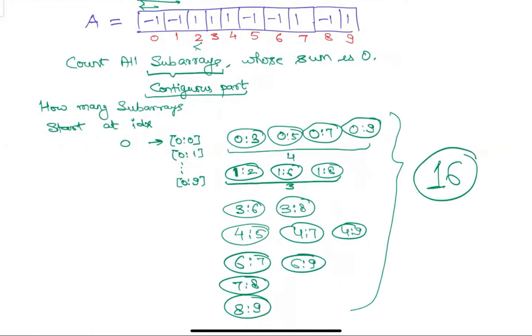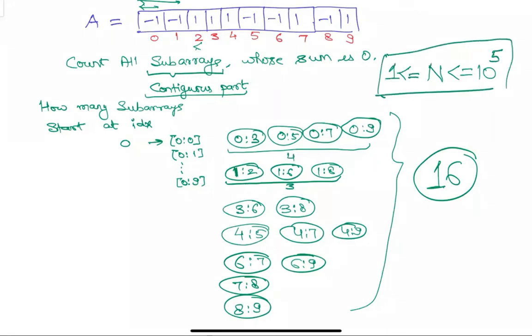Now, if we have to solve this problem for an array whose size is up to 10 to the power 5, we are talking about this category of problem. And whatever we did just now was a brute force approach where we evaluate every subarray. Starting at index 0, there are total n subarrays. Do you agree with me on this?